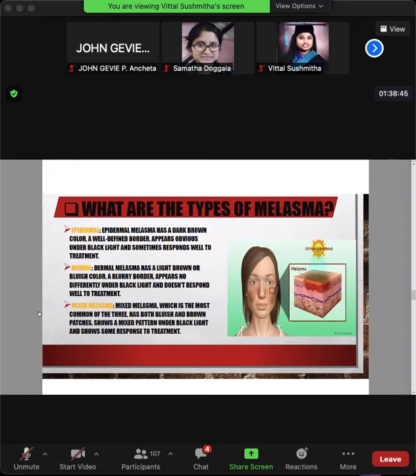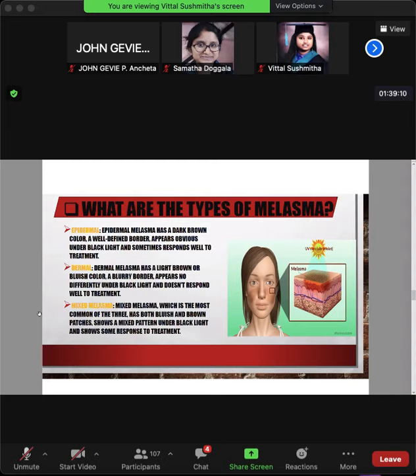What are the types of melasma? Epidermal, dermal, and mixed melasma. Epidermal melasma has a darkened brown color and a well-defined border, appears obvious under the black light, and sometimes responds to treatment. Dermal melasma has a light brown or bluish color and a blurry border, appears no different under the black light, and doesn't respond well to treatment.